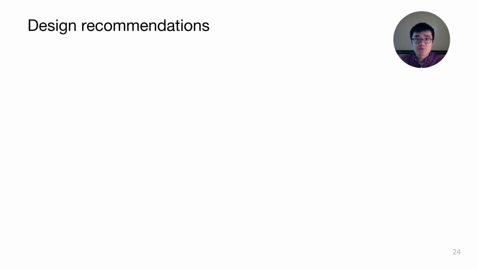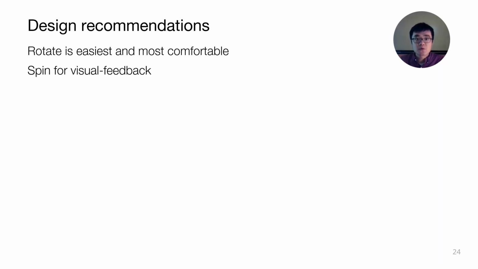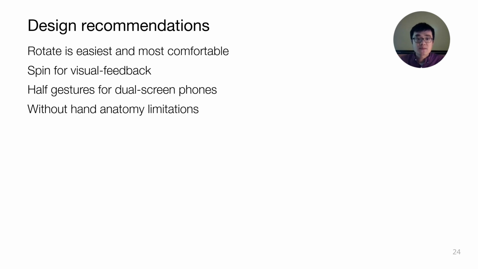We provide design recommendations based on our study results. First, rotate is easy and comfortable. We can use the gesture to activate frequent functions. Second, spin can be used when we need visual feedback since the screen will always be on top. Third, half gestures may be useful for future dual screen phones, for example, switching between screens. And all dexterous gestures have the advantage that they can be performed without hand or wrist anatomy limitations.